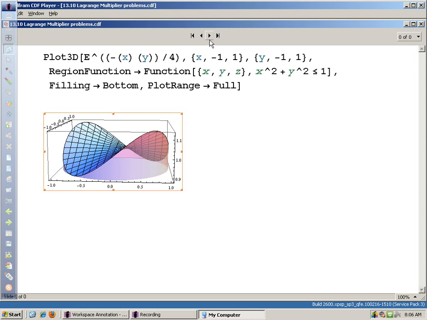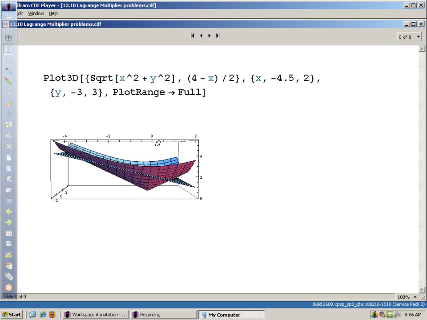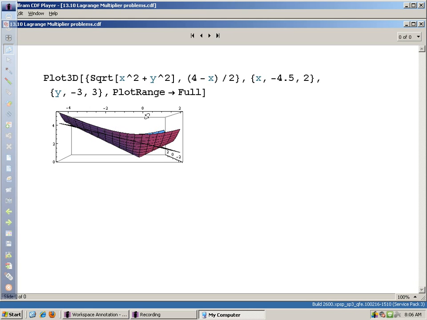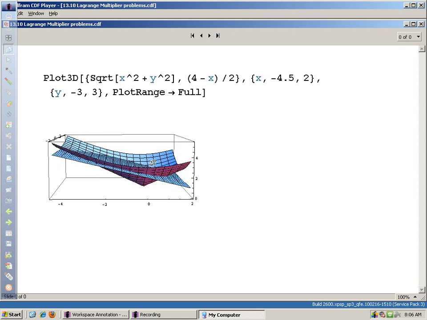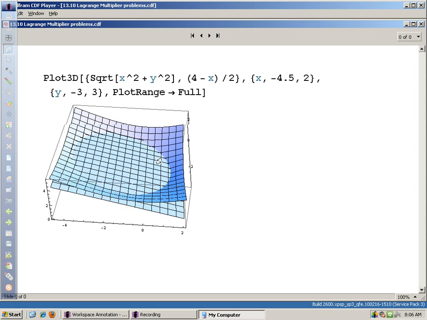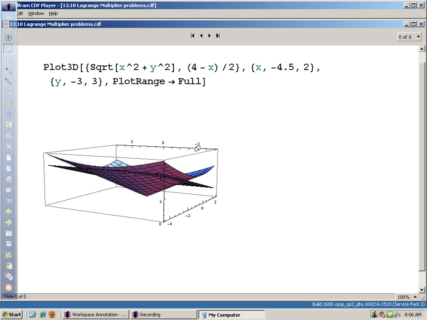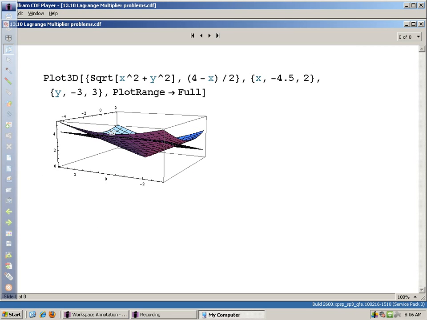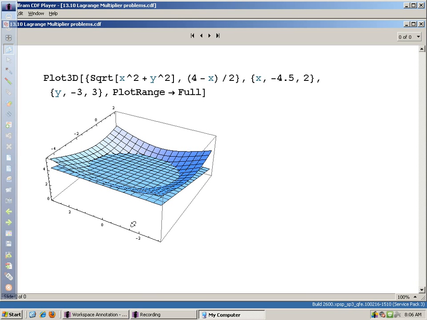All right, and then this is our constraint problem. This is the cone, this is the plane, and we can see the intersection here. It's actually elliptical because it's slanted. And then our highest point is over here at z equals 4. So that's the problem that we just did.